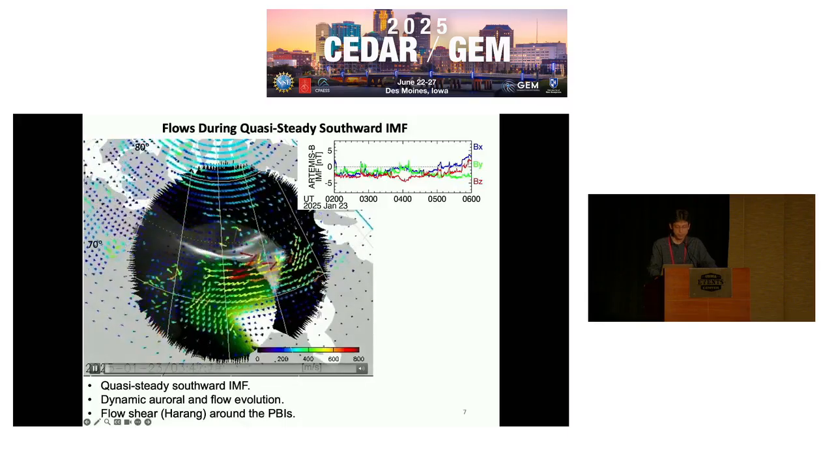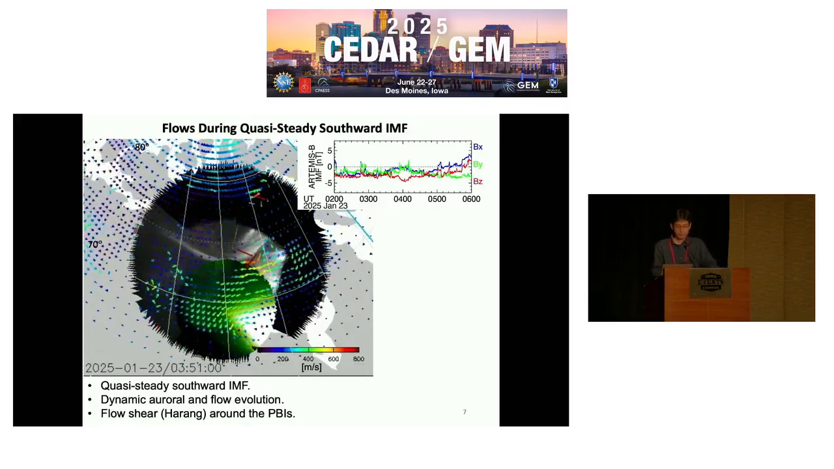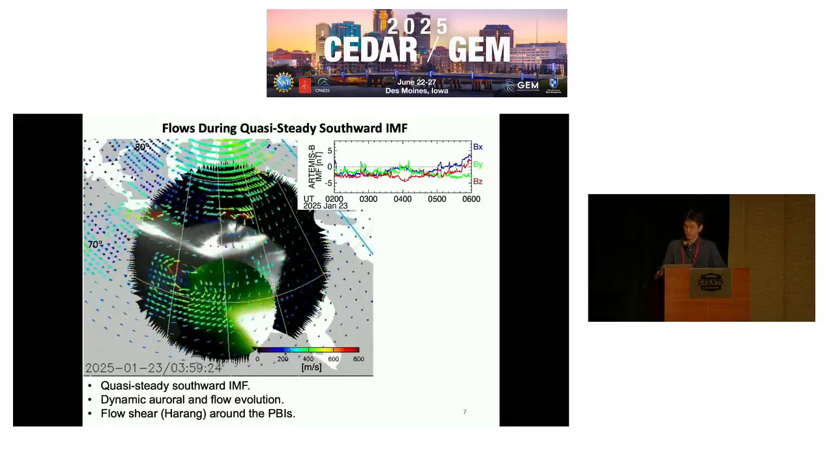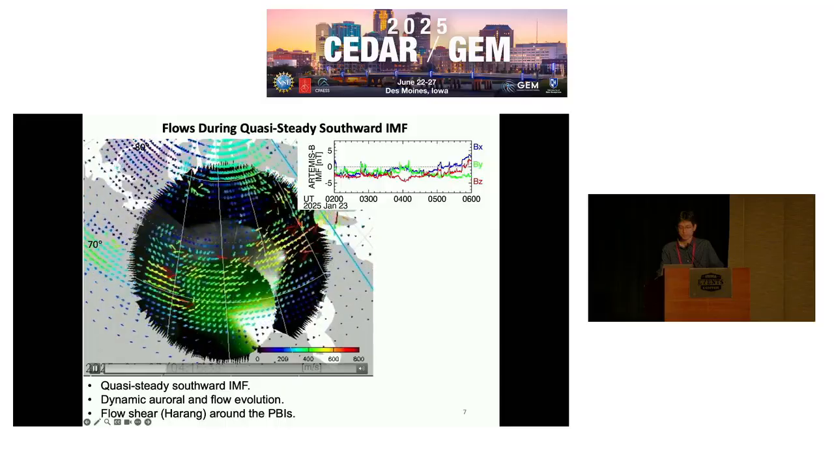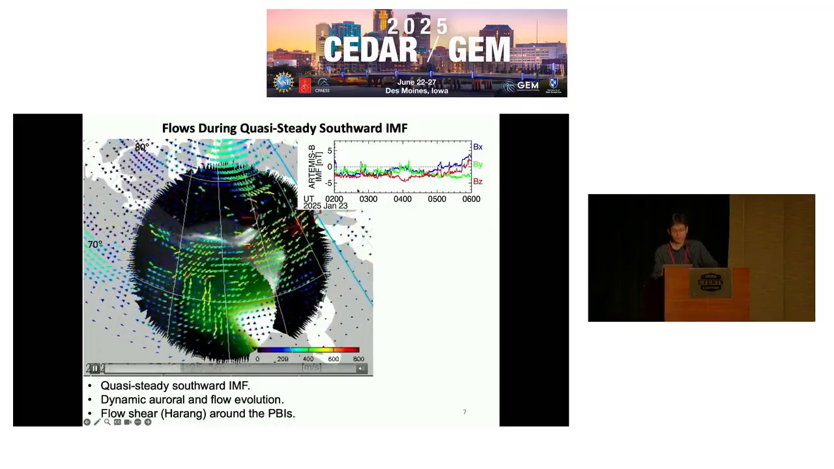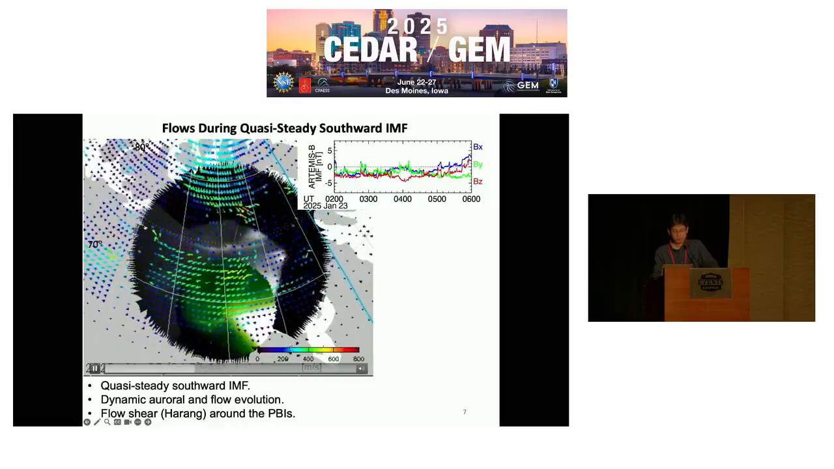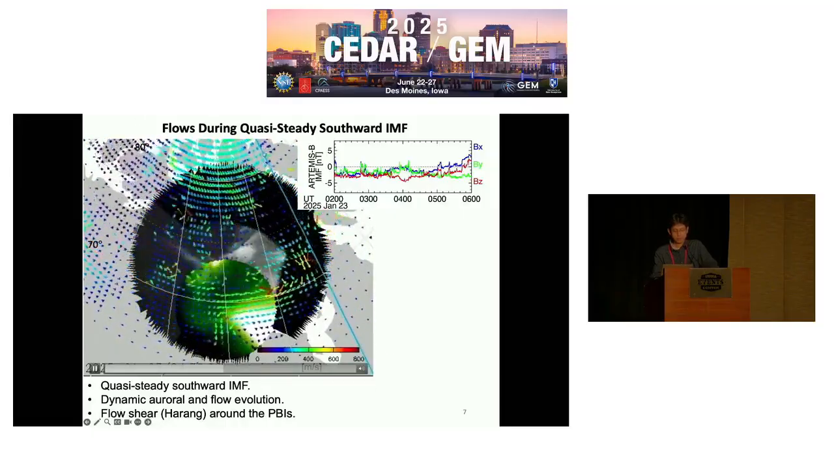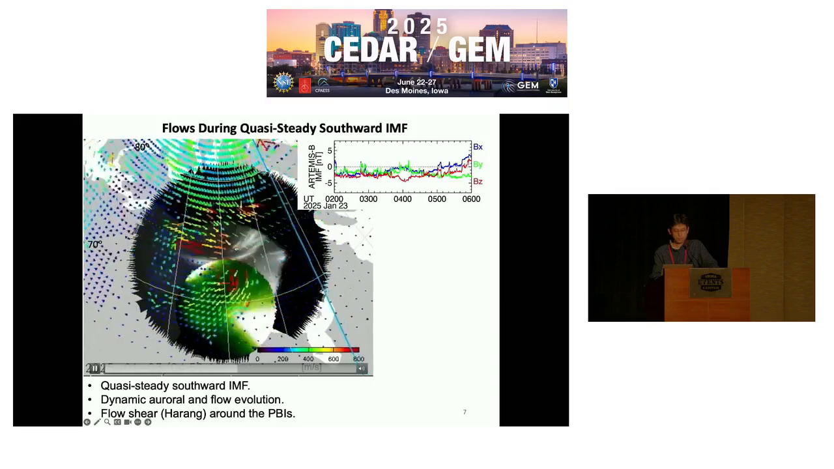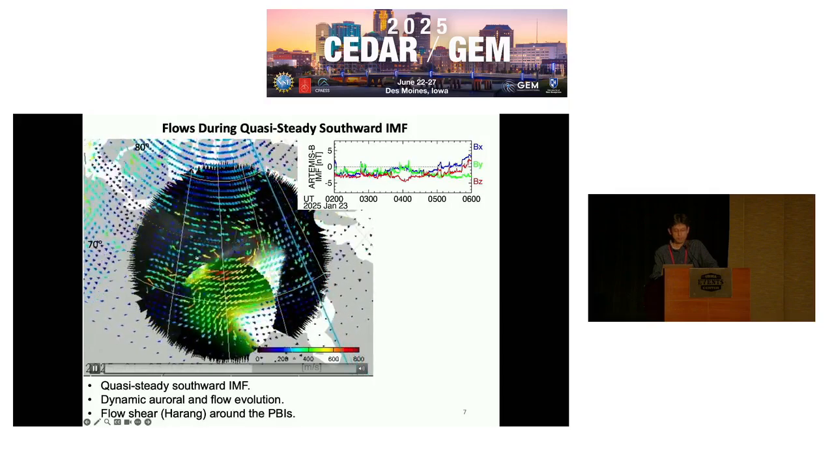So very quickly, I'd like to jump in another event. This is a steady southward IMF event. The red line shows the IMF Bz, prolonged southward IMF. In this event, there was a great amount of echo near midnight, which is this blue line. The polar boundary of the auroral oval is here.